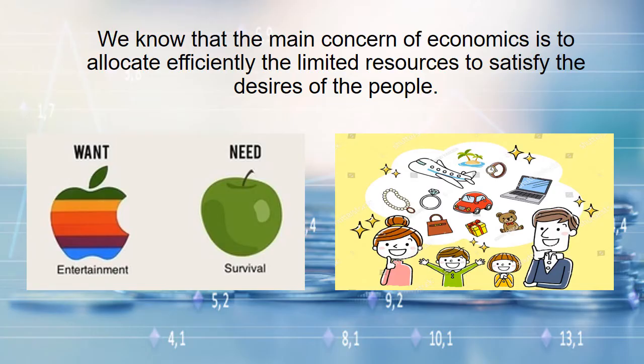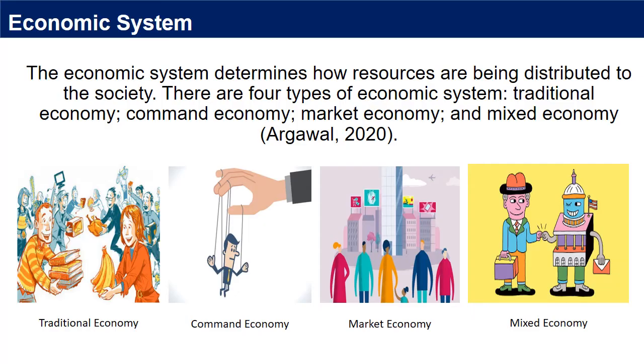We know that the main concern of economics is to allocate efficiently the limited resources to satisfy the desires of the people. To properly distribute the resources, economists came up with basic questions that the management or policy makers must answer. These questions will address the concern of economics. However, the answer depends on the economic goals of the country and the type of economic system it has. The economic system determines how resources are being distributed to the society.